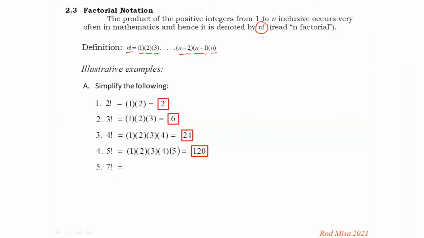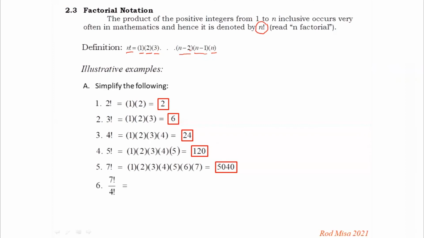What is 7 factorial? 7 factorial is a product of the integers from 1 to 7. And multiplying these numbers, we get a product of 5040. Thus, 7 factorial is 5040.